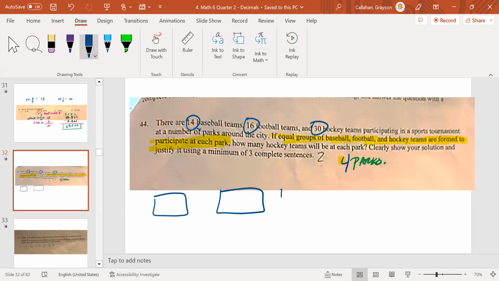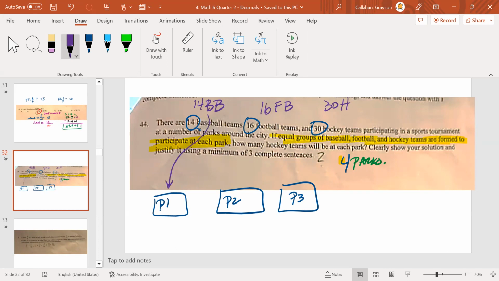So there are 3 parks, right? So park 1, park 2, park 3. Now there are 14 baseball teams, 16 football teams, 30 hockey teams, right? So you're asking how many of the 14 go here, but because we have to divide them into these 3 parts equally, you just take all the teams and divide by 3, right? Because some of them will end up with a decimal, which means that one park will probably have one more team, right?